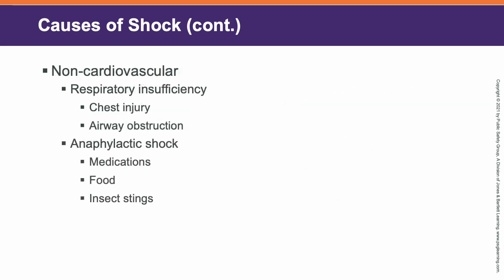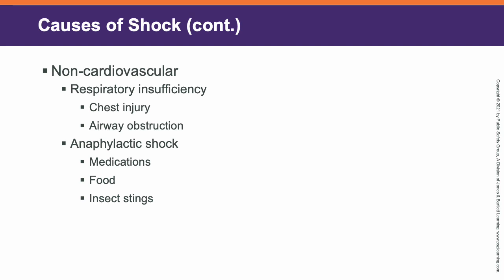So there are some non-cardiovascular causes of shock, right? Oxygen is really the key when it comes to shock and a lack thereof. Some of the non-cardiovascular, non-perfusion triangle causes per se would be respiratory insufficiency. If the lungs aren't functioning properly, either due to damage from a chest injury or some sort of obstruction with choking, that can cause shock.